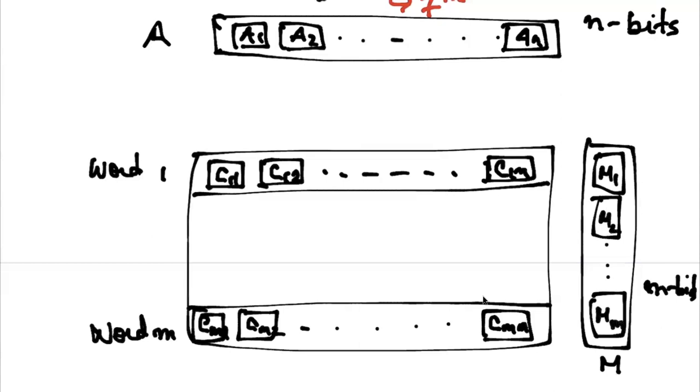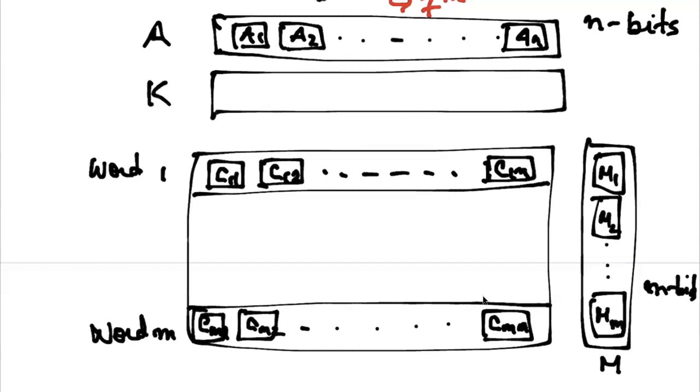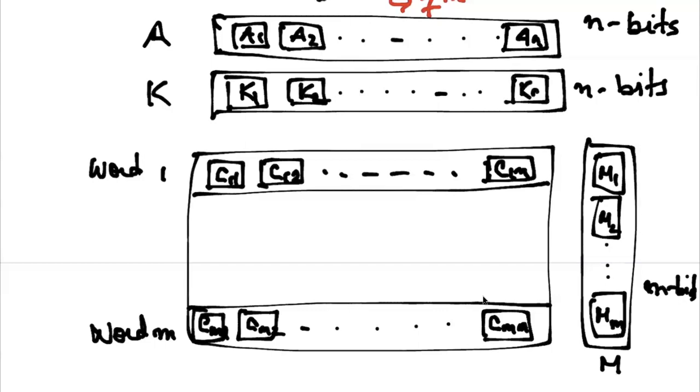And in the same way, the key register will also be of n bits. So the bits would be K1, K2, up to Kn. Now let us talk about the utility of the key register.